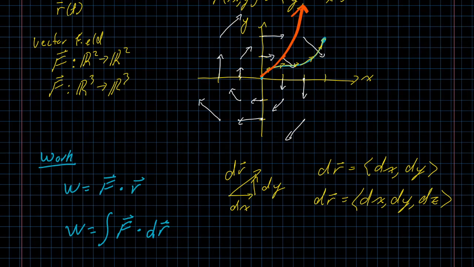And if you look at the picture, it looks like the field is going to be mostly perpendicular to this path, so we probably won't expect to see much. But we do know that it starts at t equals 0, which is going to be the point (0, 0). It ends at the point t equals 2, which is (2, 4). So we have something we can work with.